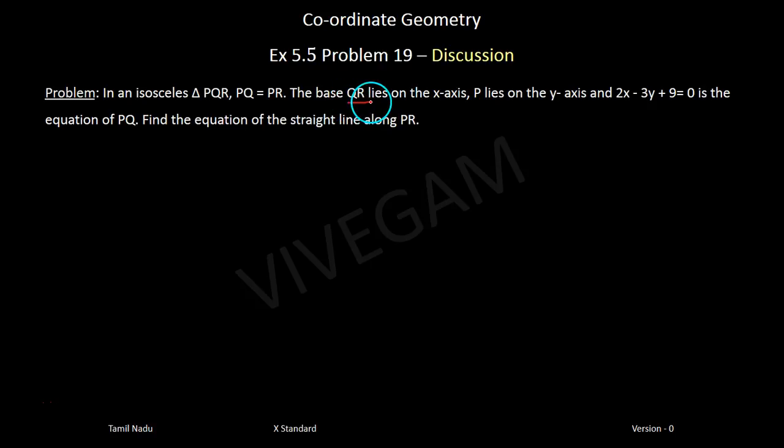So first draw an x-axis and y-axis and draw the QR on the x-axis. And P lies on the y-axis, which means QR must be symmetrical about the y-axis. The midpoint of QR must be the origin, because P is on the y-axis. Then they say PQ equal to PR, right? And they've given you one equation of the straight line.